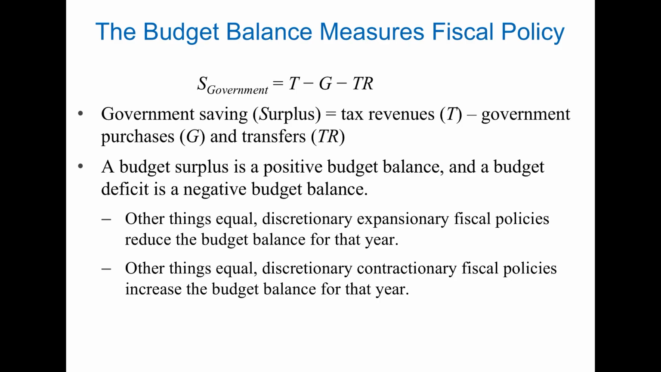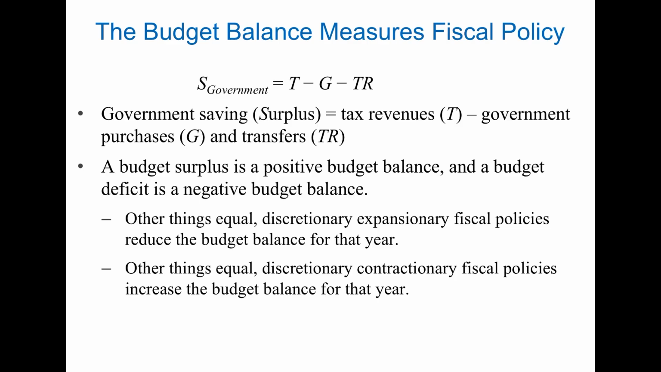So the budget balance by year is the saving of a government. How do we calculate the saving of a government? Taxes, which is T, minus G, which is government spending, minus transfer payments, or TR. We call it TR, transfer payments. So if T is bigger, we get a positive number. If T is smaller, then we get a negative number. So a budget surplus is a positive budget balance, and a budget deficit is a negative budget balance.